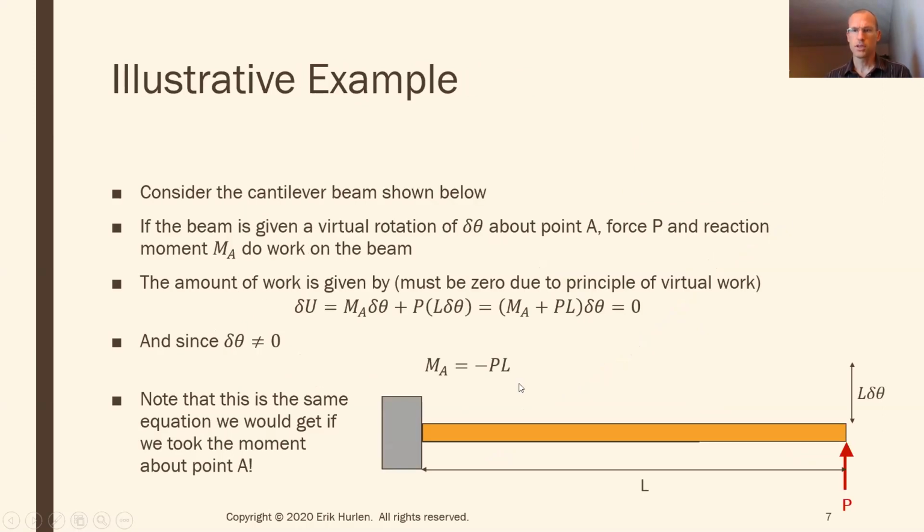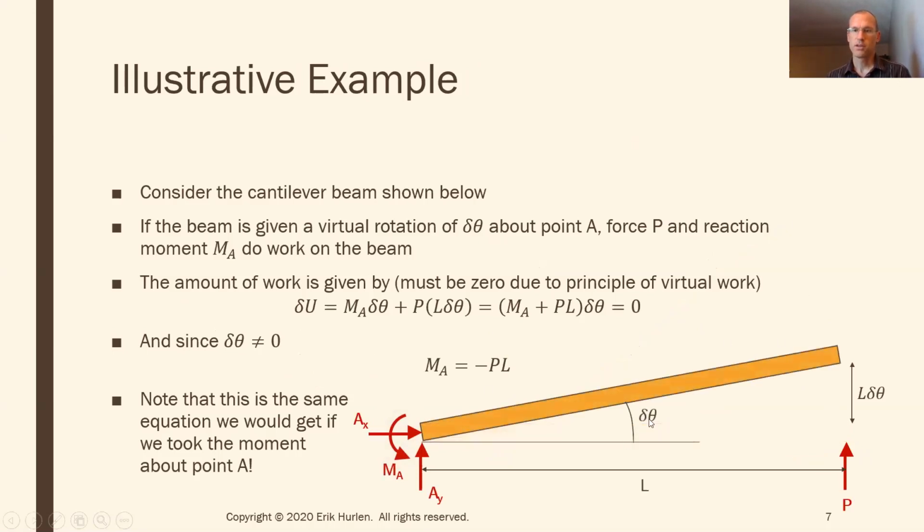A very basic example is just this one cantilever beam I have here. I have some force P pushing up on the right-hand side. And so I'm going to give this some virtual rotation. So I'm going to assume that it gets rotated by some amount delta theta. Of course, I have some reactions. We all know about those, AX, AY, and my moment MA. So I've assumed, again, this is not what's really happening. I'm imagining this is happening. This thing gets rotated around this point A.